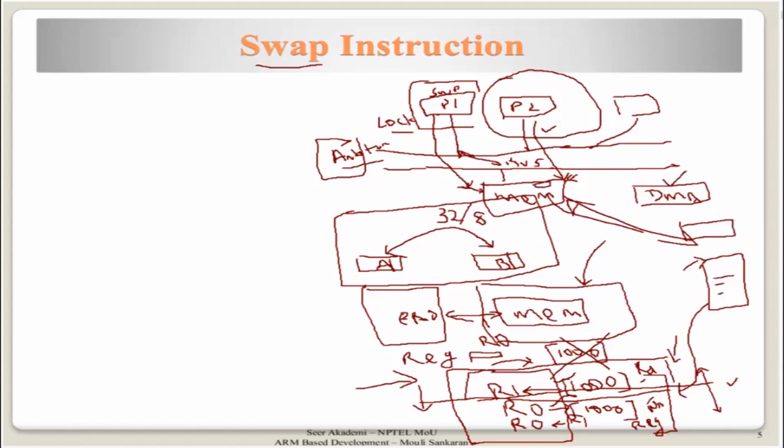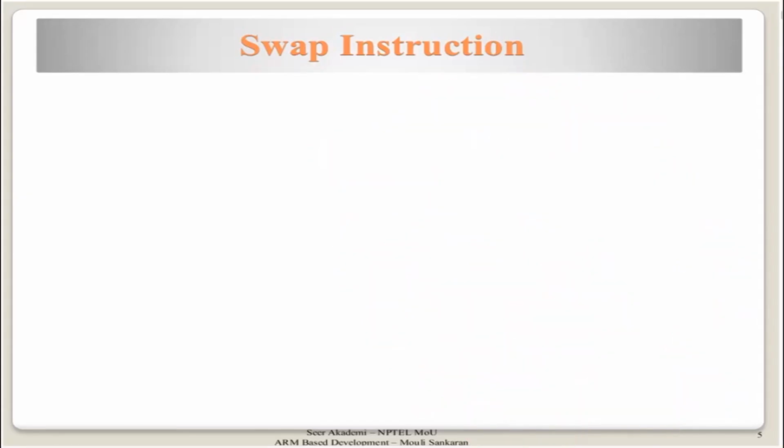So it could be a DMA or a different processor, or the same processor may have an ISR or handler which may modify the value. We don't want this particular value to be touched by anybody else before the swap operation completes. I hope this is clear to you, why we need it. I'll tell you some more examples so that this is the background. Once I explain this, you will be clear about that.